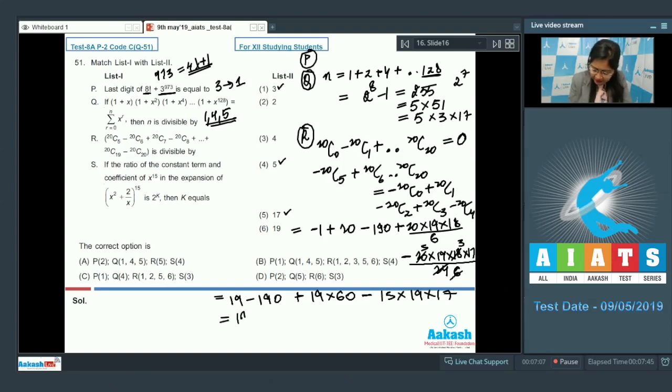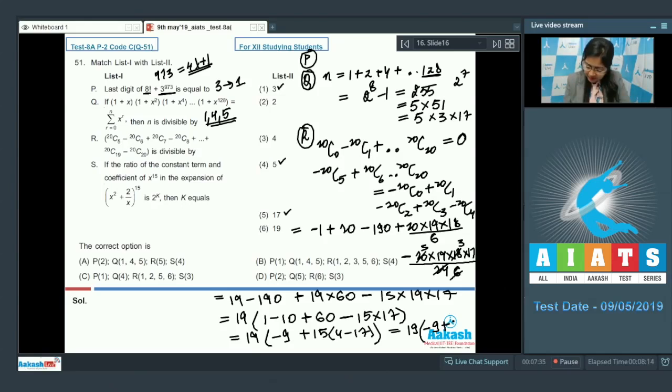So here it can be seen that 19 can be taken common. So we have 1 minus 10 plus 60 minus 15 into 17. So this is further equal to 19 times minus 9 plus, taking 15 common, we will get 4 minus 17. So this will be equal to 19 times minus 9 plus 15 into minus 13. So solving this, we will get it equal to minus 2 square into 3 into 17 into 19. Now it can be seen that it is divisible by 3, 2, 4, 17 and 19, which means that answer is 1, 2, 3, 5, 6 option.